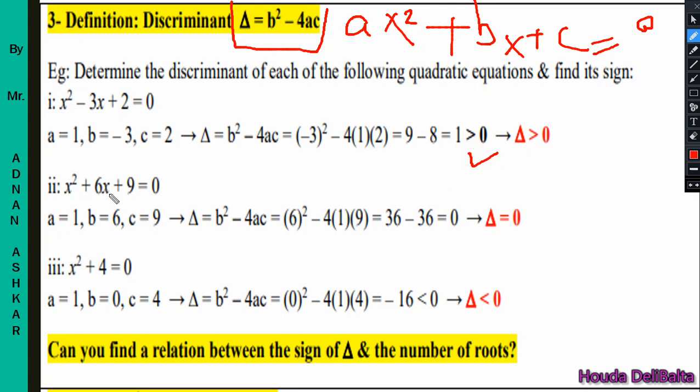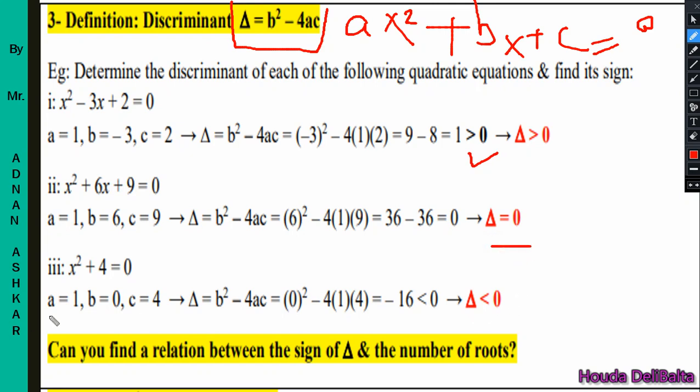x squared plus 6x plus 9 equals 0. a is 1, b is 6, c is 9. Then delta is b squared, which is 6 squared, 36, minus 4ac, which is minus 4 into 1 into 9, which is minus 36 also. Then delta is 0. So delta may be positive, it may be 0, and here you can see that it may be negative.